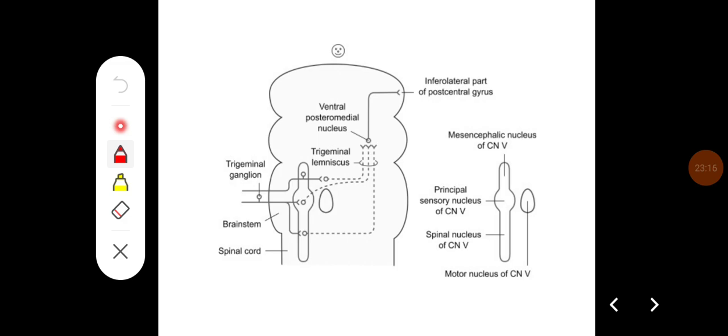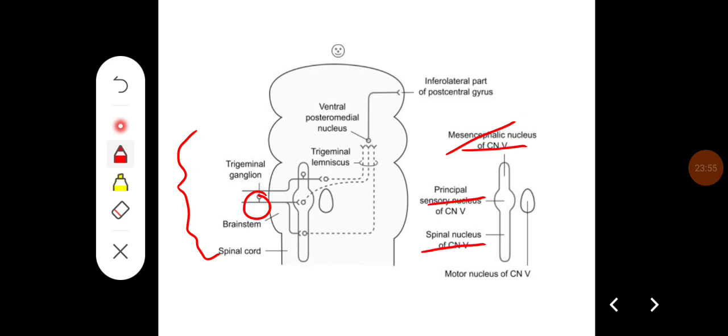So this is another diagram showing the trigeminal pathway. The fibers from the ophthalmic, mandibular, and maxillary divisions reach the trigeminal ganglion. From the trigeminal ganglion, the fibers are going to reach the mesencephalic nucleus, principal nucleus, and spinal nucleus. The mesencephalic mainly receives proprioceptive sensation, the principal sensory nucleus the pressure and touch sensation, whereas the spinal nucleus receives pain and temperature.